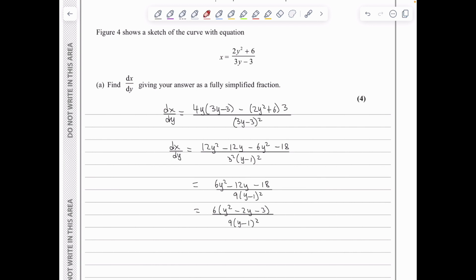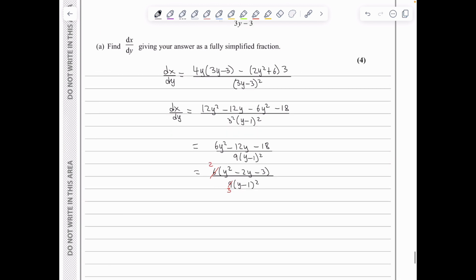Well, obviously the 6 with the 9 simplify to leave me a 2 and a 3 respectively, which means that we obtain the final expression to be 2. We factorize the y squared minus 2y minus 3 to give me y minus 3 times y plus 1. And in the denominator, we're looking at 3 brackets y minus 1 squared. This is my final answer. If you didn't factorize the numerator at the very end, that's also acceptable.